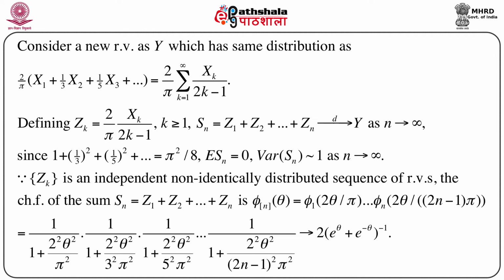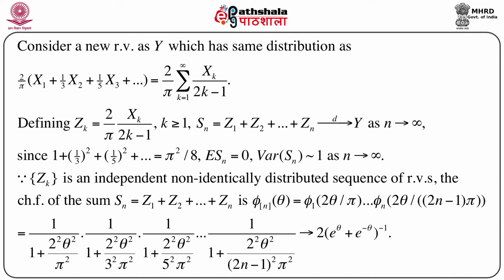But remember, this holds because 1 plus 1/3² plus 1/5² and so on, up to infinity, is an infinite series equal to π²/8, and the expectation of Sn equals 0, and the variance of Sn is approximately 1 as n goes to infinity. Now, we have also assumed that the Xk are IID random variables. So, remember, although the Xk are IID, the Zk are independent but not identically distributed random variables.